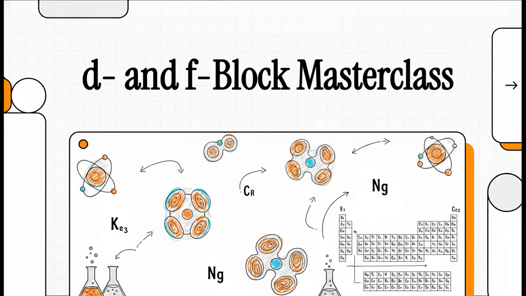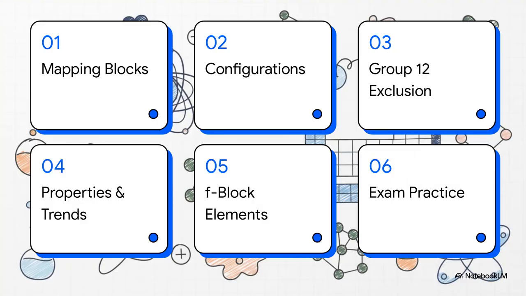Today, we're building a high-yield conceptual map of the D and F block elements. If you're prepping for competitive exams like the JEE or NEET, you already know this is a massively high-weightage topic. So my goal today is to help you master it efficiently. We're going to visualize the rules, tackle the exceptions, and lock down the core concepts. Let's dive right in. Here's our roadmap for the explainer.